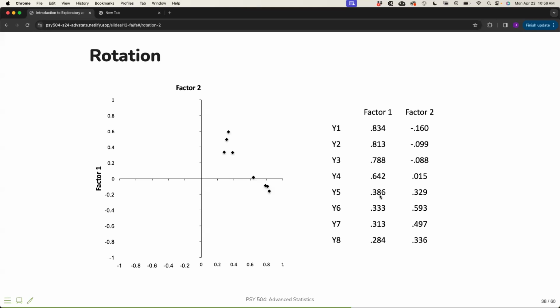So item 5 here loads moderately on both factors, so there's some ambiguity there. Item 6 seems to load a little bit more highly on factor 2 than factor 1, but it's not clear. Same thing with the 7th item and the same thing with the 8th item here, right? So there's some ambiguity here. So what we can do is we can rotate the solution.